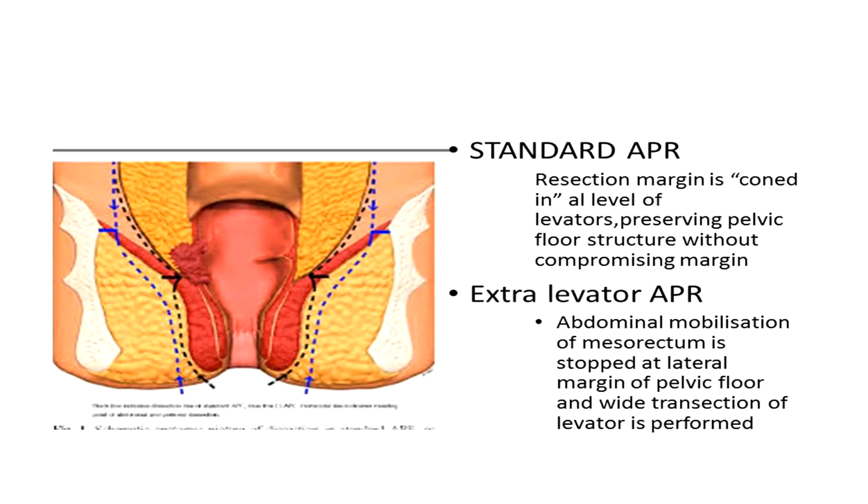APR, types of APR: standard APR, where we have a cone shape, we remain close to the levator, don't excise the levator, and create a cone of mesorectum and the rectal specimen. Extralevator: in case the levator is involved, we take a chunk of levator also. So here it's not cone shaped, it is basically a cylinder shape. Okay, so that's why it is also called a cylinder APR.